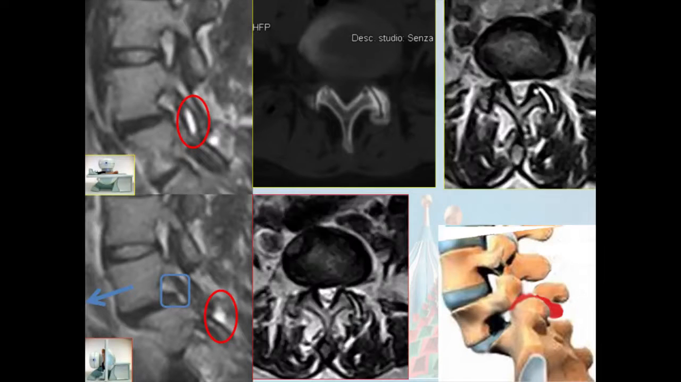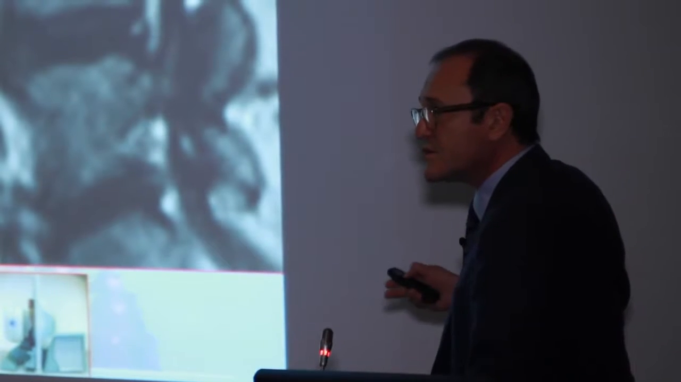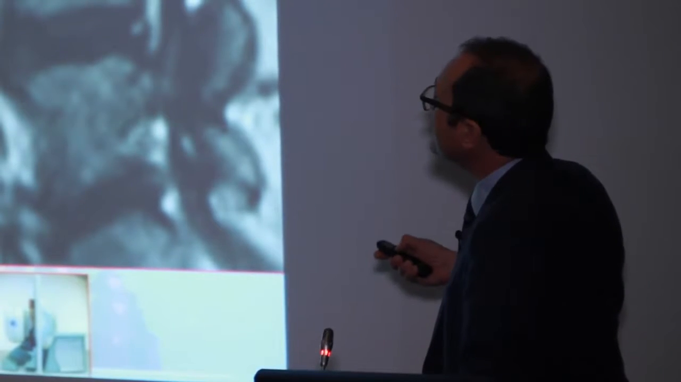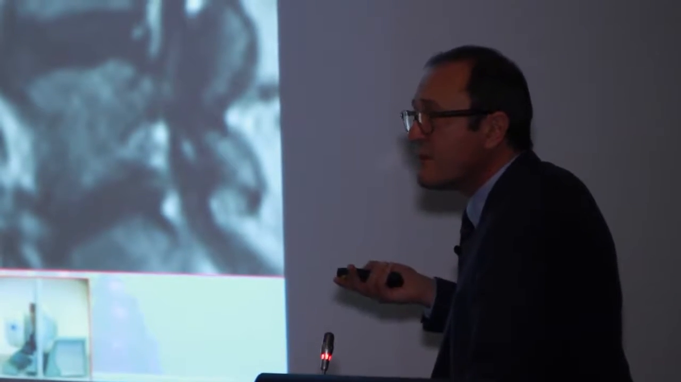And if we look at the axial plane, it is even much more evident that we have a misalignment of the facets with an impingement, a crucial stenosis of the neural foramen. We recently published a paper concerning the possibility of recognizing the so-called occult neural foraminal stenosis, which is the entity we are talking about. Occult foraminal stenosis is the stenosis that is not present in rest position, in supine position, but it becomes evident when we apply forces on the cadaver, like here, or when we put the patient in upright position.